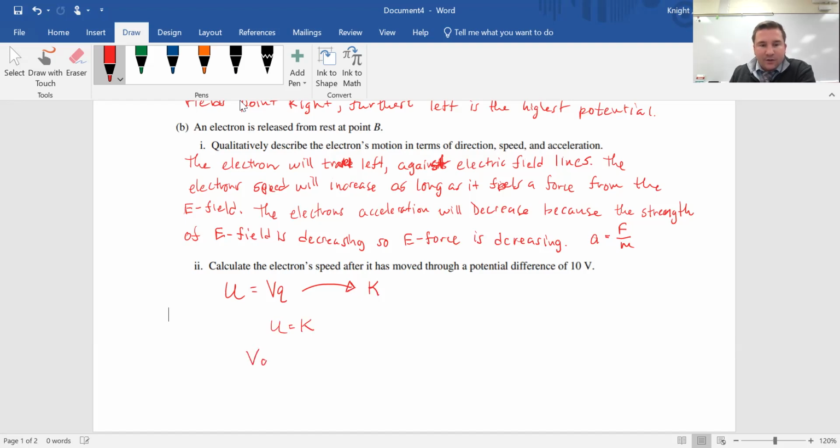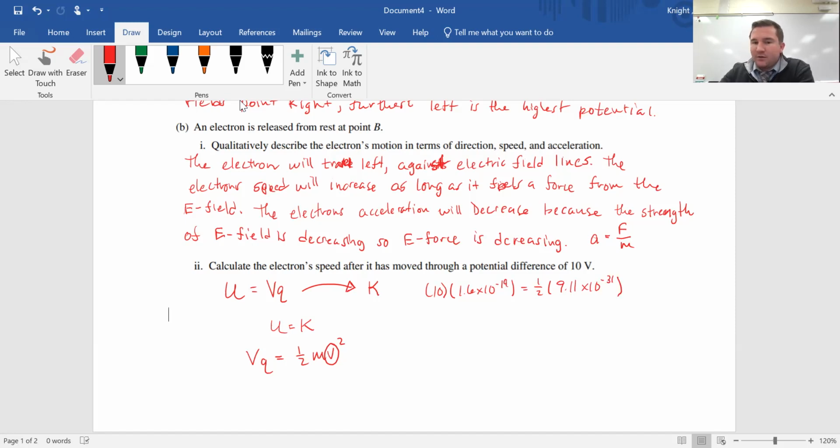So VQ equals 1/2 mv squared. This is capital V for potential. This is lowercase v for velocity. Velocity is what we're trying to solve for. So potential difference of 10. Q, charge of an electron, 1.6 times 10 to the negative 19th, equals 1/2 mass of an electron, 9.11 times 10 to the negative 31st.